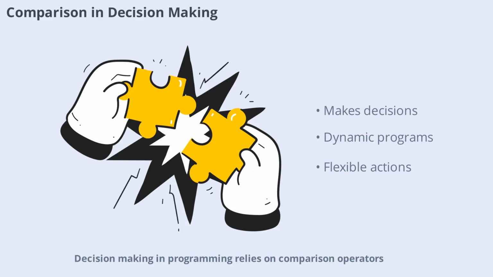Decision-making in programming relies on comparison operators. They help your code choose between different actions based on values. For example, you might decide to show a message if a condition is true or hide it if false. This is how you create dynamic and flexible programs.